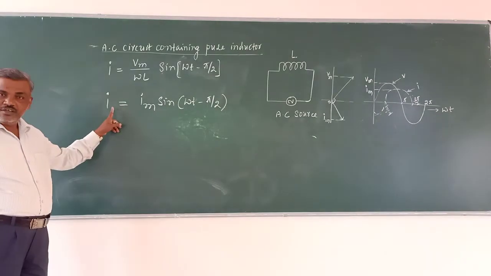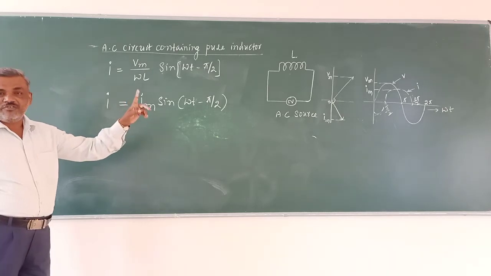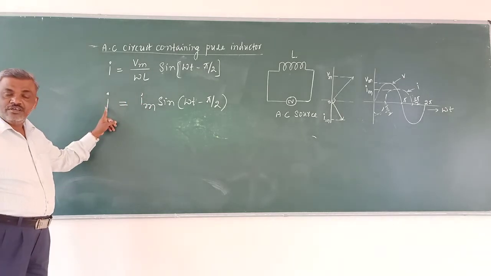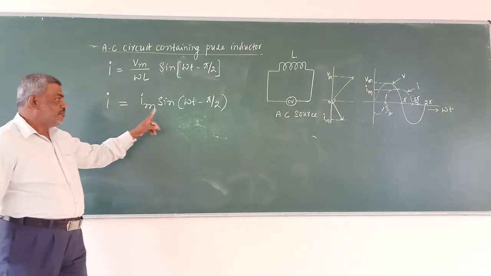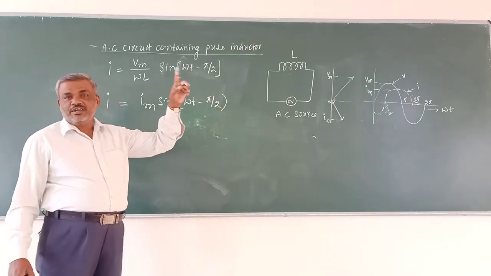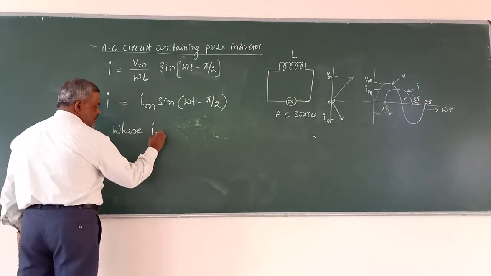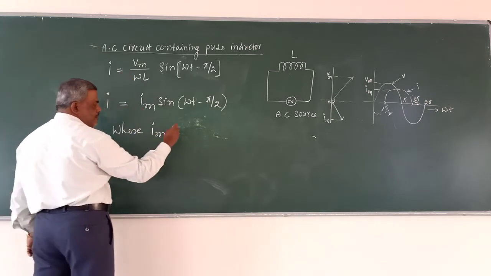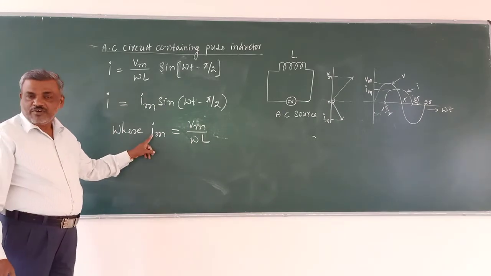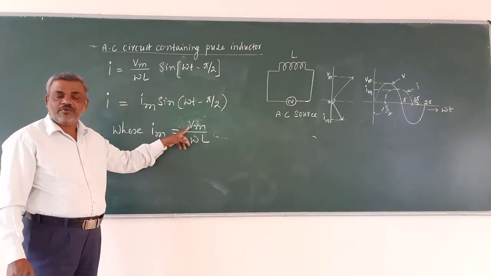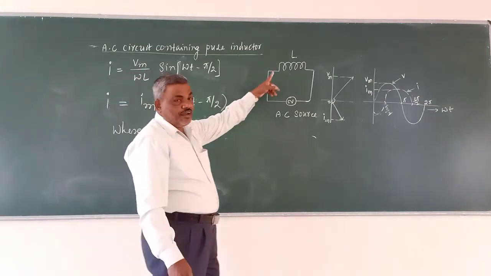This is the expression for current in an AC circuit containing a pure inductor when alternating voltage is applied to it. Current lags the voltage, or voltage leads the current, by an angle pi by 2. Here Im equals Vm by omega L. Im is the peak value of alternating current, Vm is the peak value of alternating voltage, omega is the angular frequency of AC, and L is the inductance.